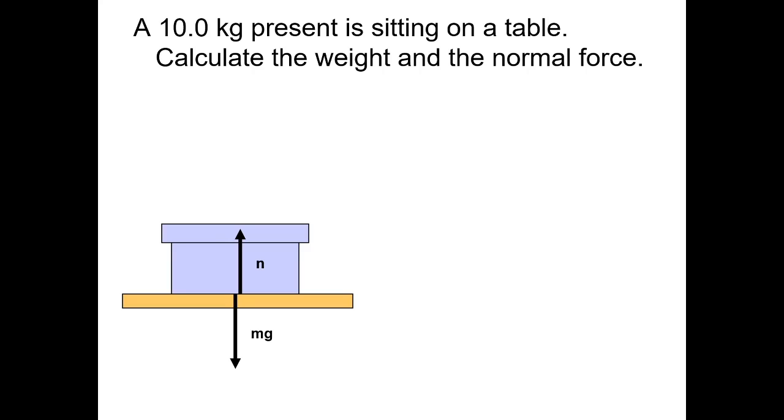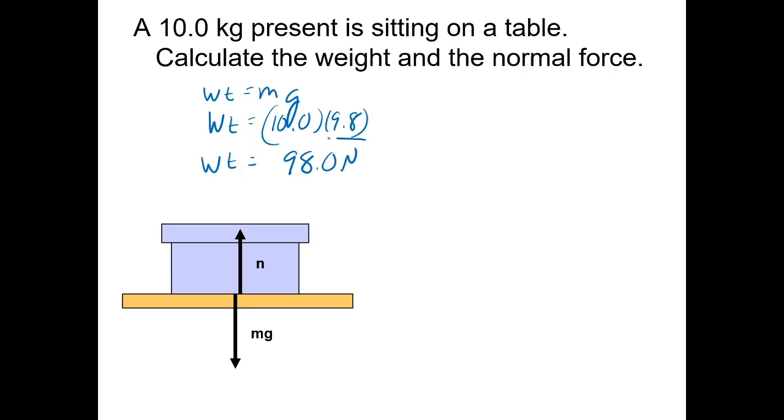So let's say we have a present sitting on a table. Calculate the weight and the normal force. The weight is pretty easy. That's just mg. 10 times 9.8. The weight is 98 newtons.